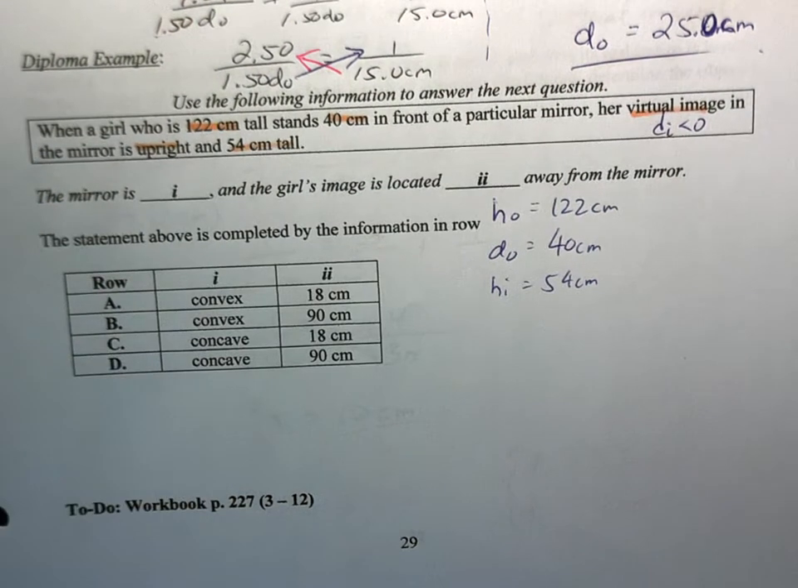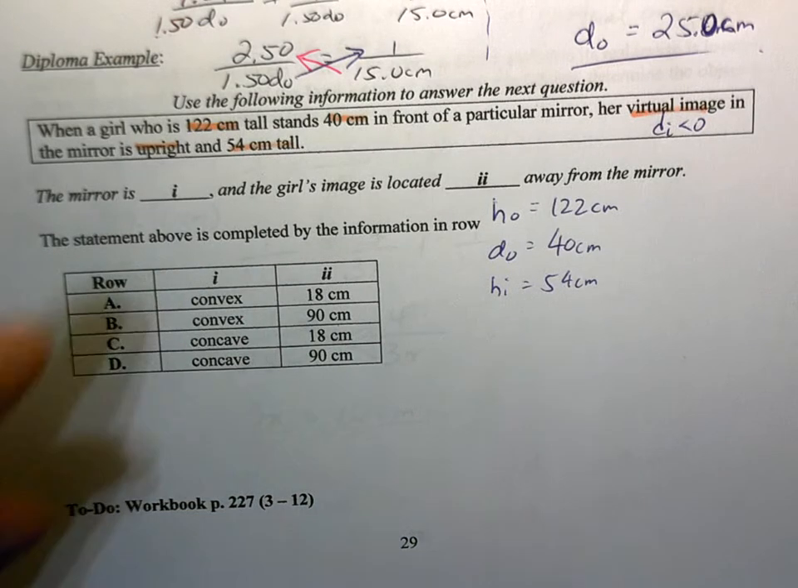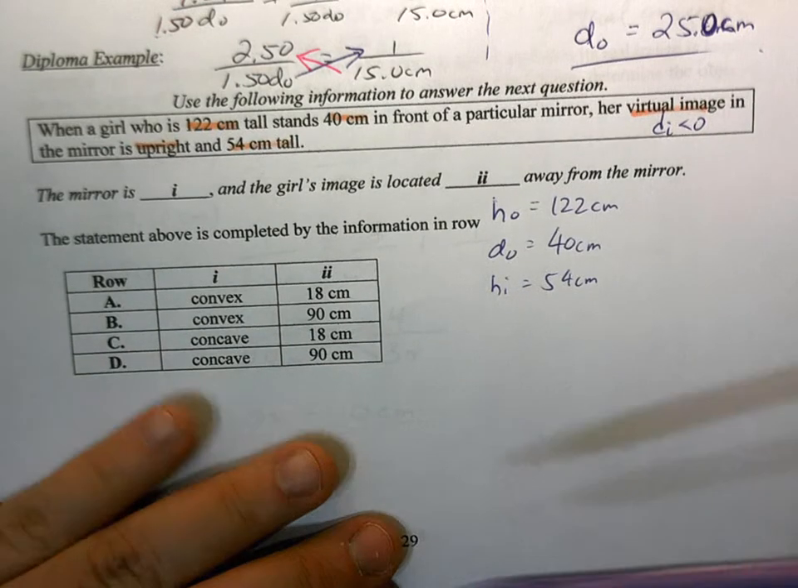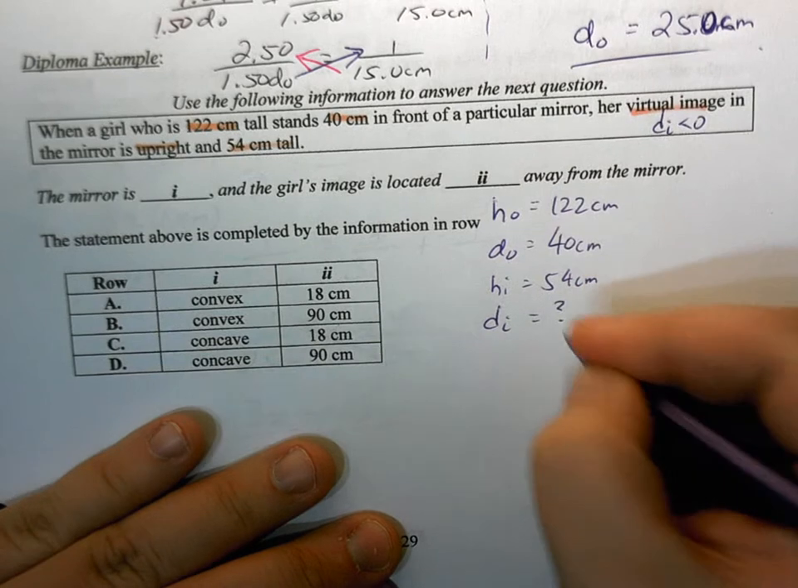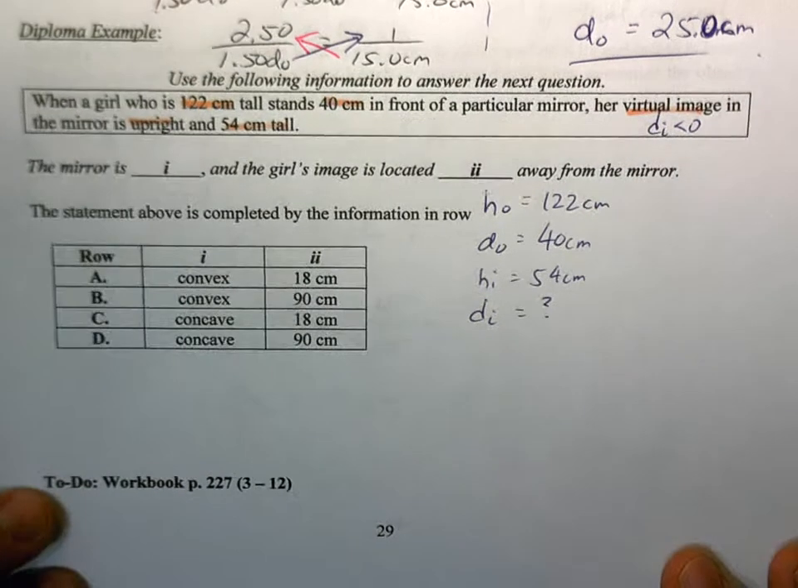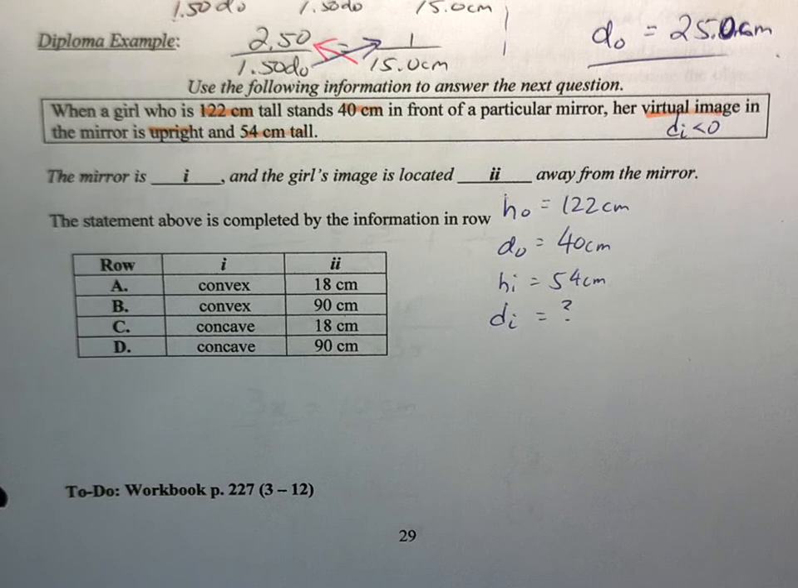Now, the mirror, we want to know whether it's convex or concave. We also want to know about the girl's image, so we need to find DI. Some people might say, oh, virtual image, automatically a convex mirror. Be really careful. A convex mirror will always produce a virtual image, but a virtual image is not always produced by a convex mirror. As we saw with that special case, a concave mirror can produce a virtual image if the object is located between the focal point and the mirror itself. So we've got to be really careful with that.